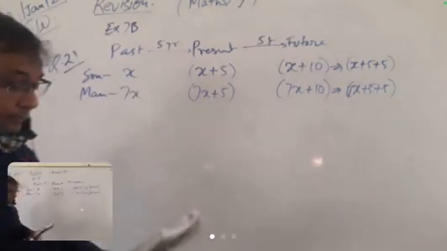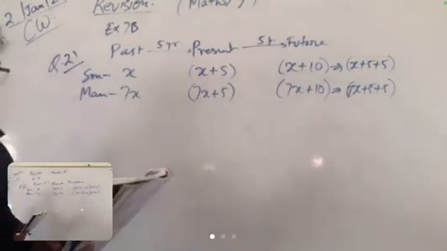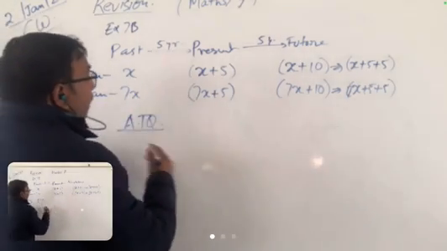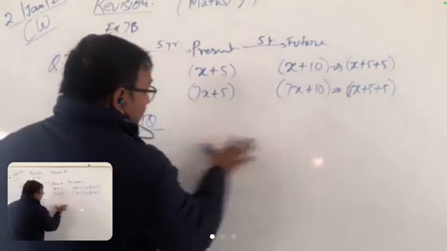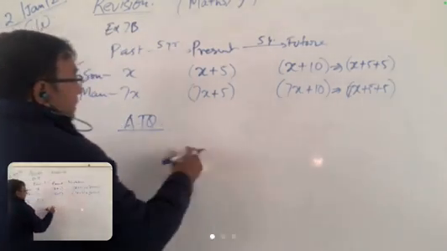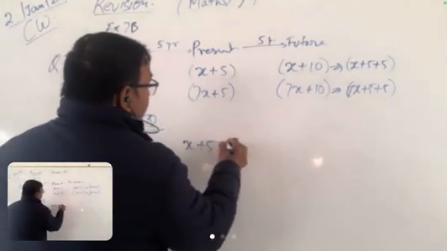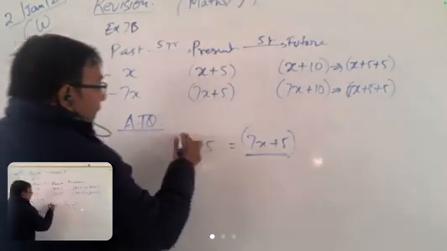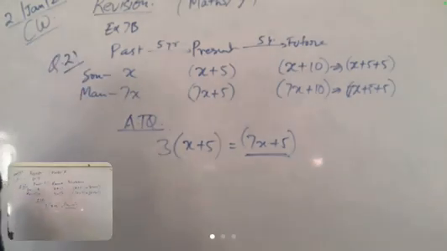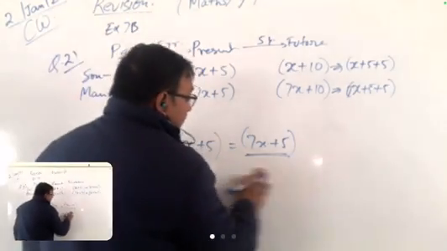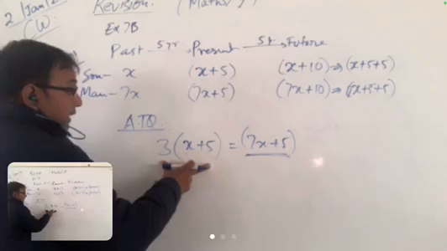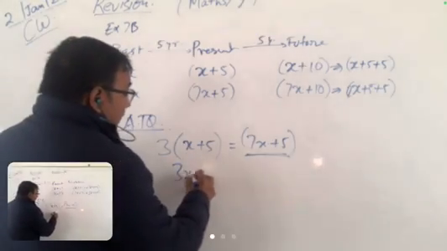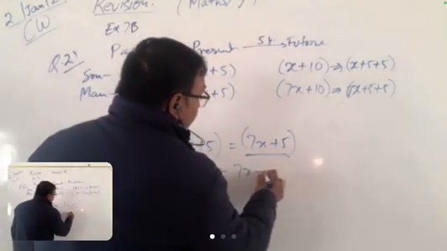Okay. And now 5 years hence the father will be 3 times as old as the son. So according to the question, how do we make the LHS and RHS equal? X plus 5, and the father will be 3 times of the age of son. So like this, father is 3 times of the son. So that is why 3 times of son is equal to the father's age. Now this is 3x plus 15 is equal to 7x plus 5.